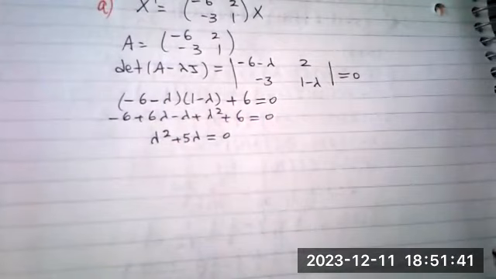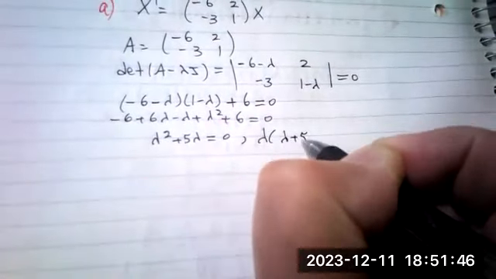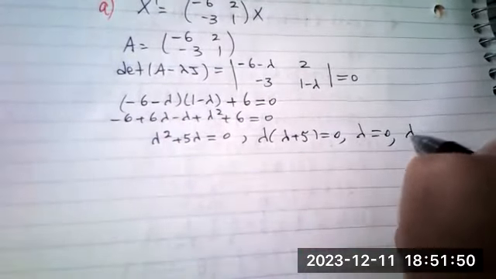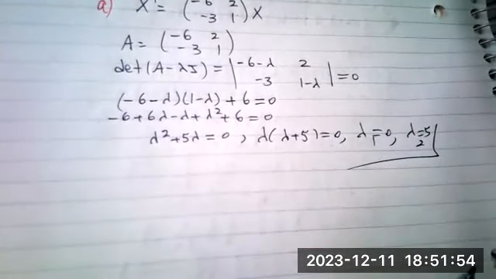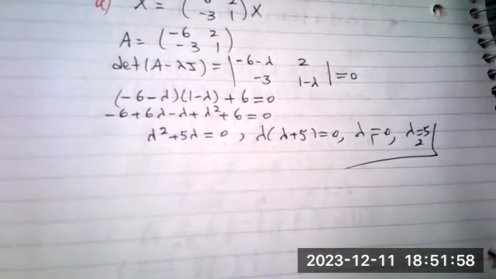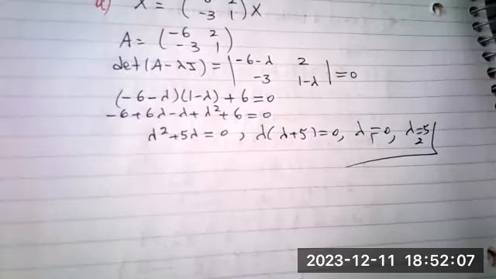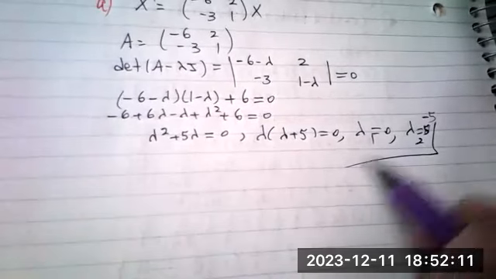So we have two eigenvalues. Lambda times lambda plus 5 equals 0, so we get lambda equal to 0 and lambda equal to negative 5. Lambda 1, lambda 2. These are distinct eigenvalues, so you have to find the corresponding solution vectors.